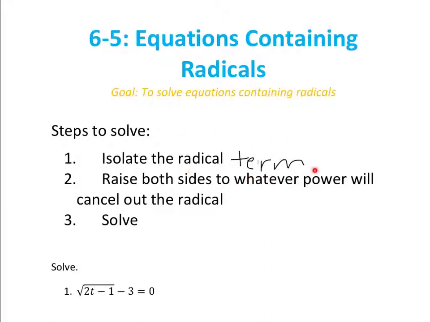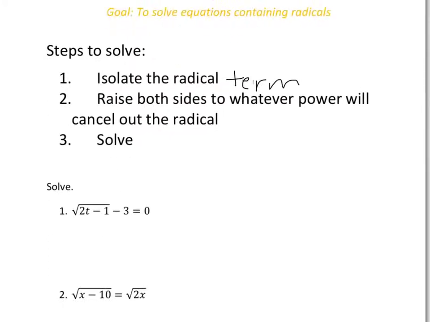The reason I say the radical term is because you don't want to make it more complicated than it normally is by doing some dividing to just get the radical by itself. So if it has a coefficient in front of it, just leave it with it. It's a lot easier to square that rather than do some dividing and make it more complicated. So let's jump right into solving some of these.